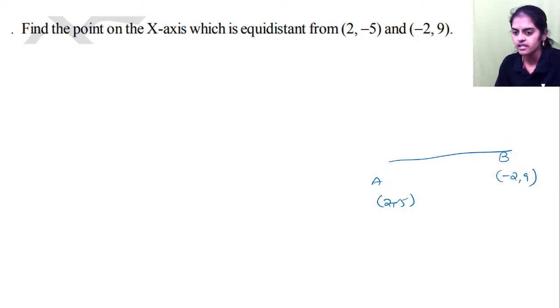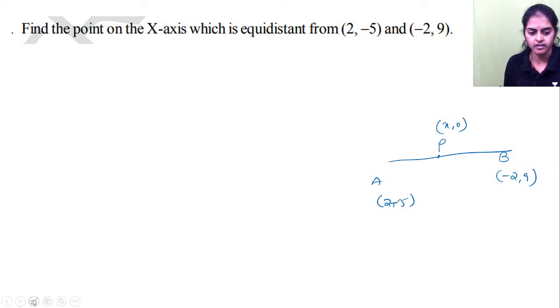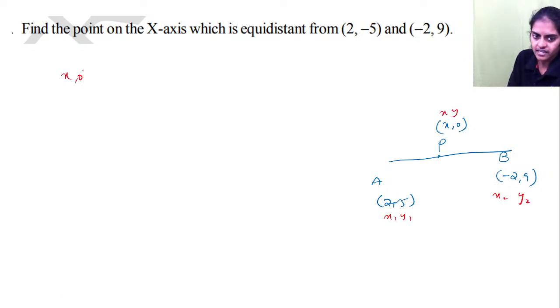Great, got the answer. So this point P is a point of division and it is on the x-axis, so it has to be (x, 0). So substitute in the section formula. Take this as x1, y1, this as x2, y2, and this as x, y.